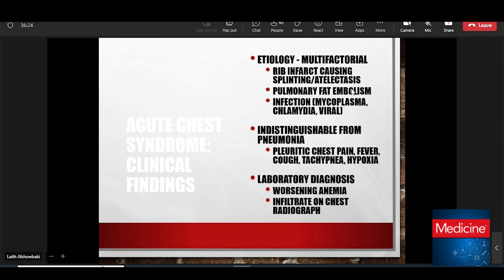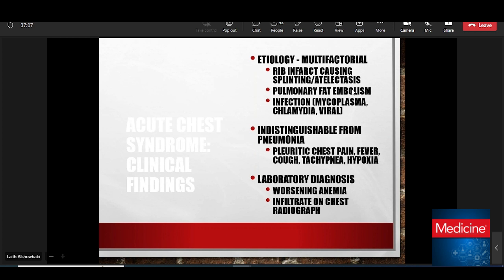So, we just mentioned acute chest syndrome, and we will talk about it in detail because it's so important and it has a wide variety of differential diagnoses. It is multifactorial, maybe because of an infarct, pulmonary fat embolism, maybe an infection. It is indistinguishable, so we don't really know if we're dealing with a pneumonia, and sometimes acute pulmonary edema, because people present with pleuritic chest pain, fever, cough, tachypnea, and hypoxia.